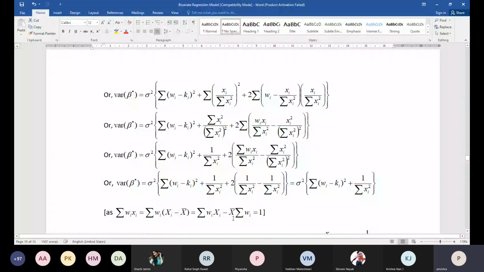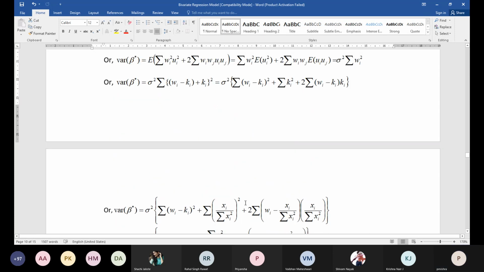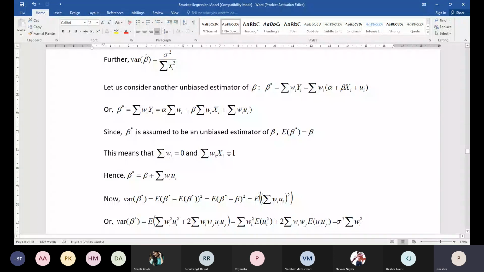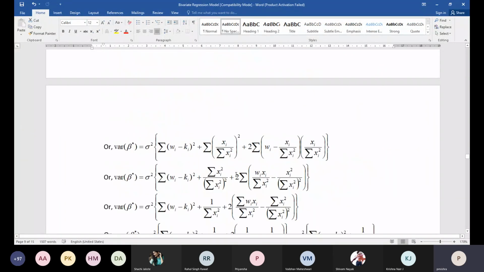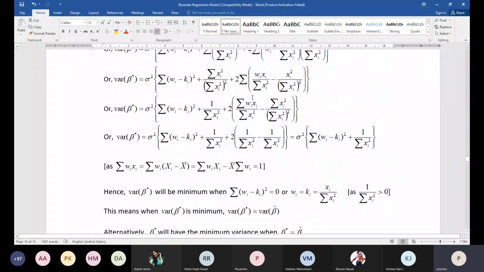And you know this part is equal to 0 because summation of wi is equal to 0 here. See, summation of wi is equal to 0 and summation of wi capital Xi is equal to 1. So what essentially we are getting: summation of wi small xi is equal to summation of wi into capital Xi, which is equal to 1. So here the numerator is 1 and the denominator is summation of small xi square.